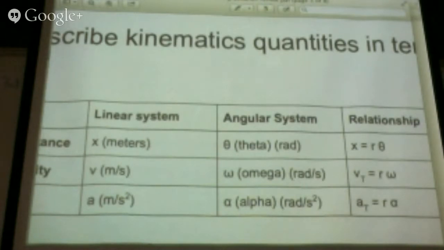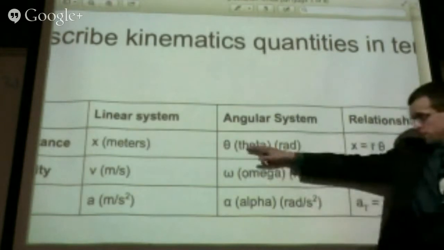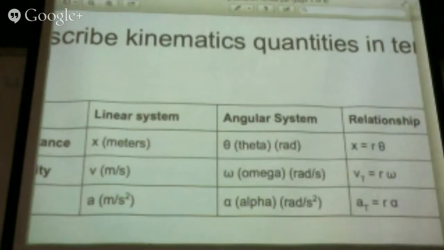Probably a good idea to know the names for these things too, and the variables that we use for them. We've got theta for angular position, omega for the angular velocity, and alpha for angular acceleration. And then the units are going to be useful for you as well: radians, radians per second, and radians per second squared.